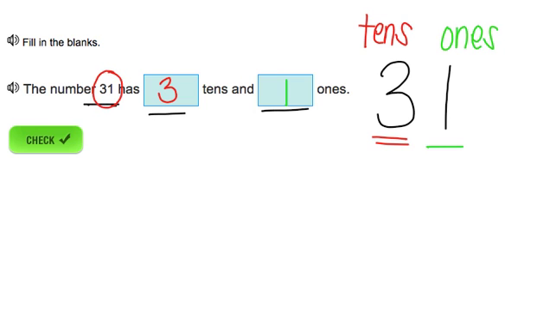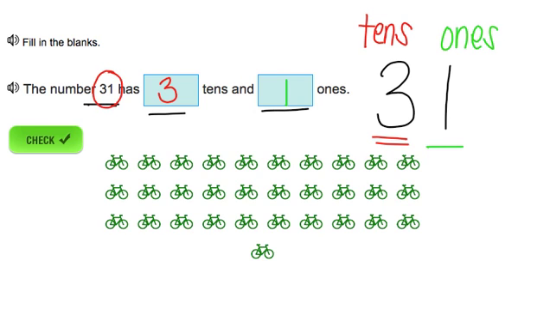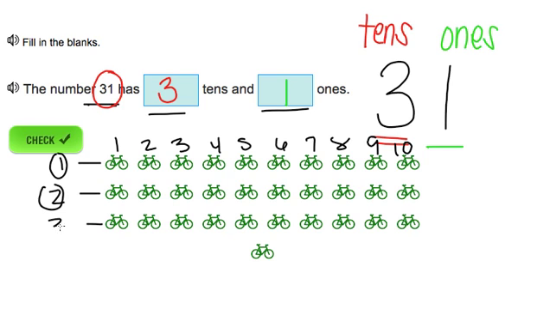We can also look at a visual example. So let's look at some bikes. So here we have 1, 2, 3, 4, 5, 6, 7, 8, 9, 10 bikes in each row here. So how many groups of 10 do we have? So here we have 1, 2, 3. So we have our 3 tens, or 30.